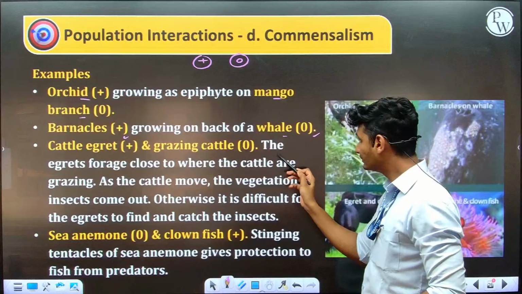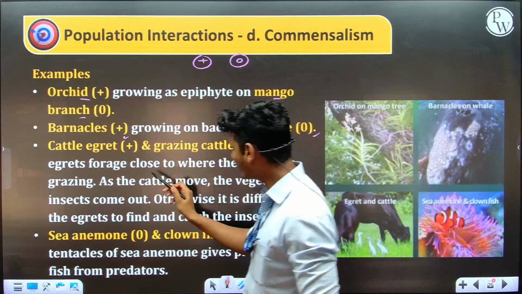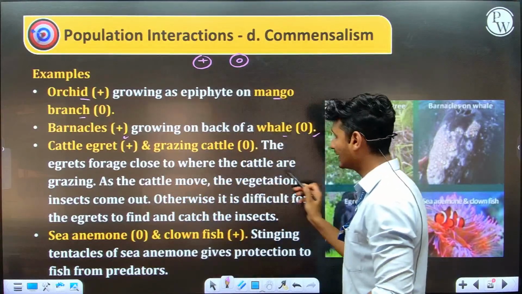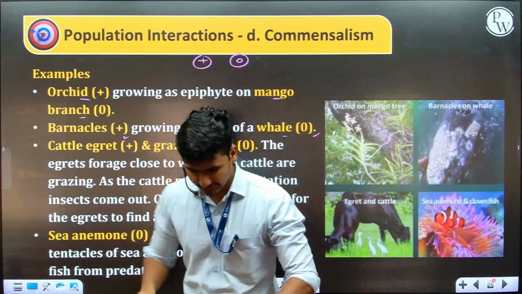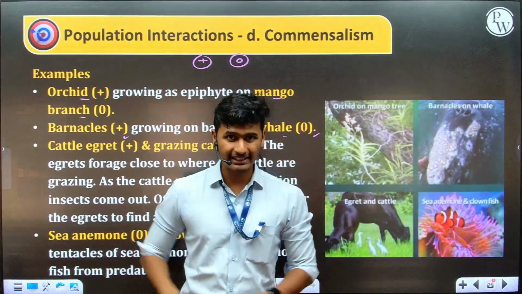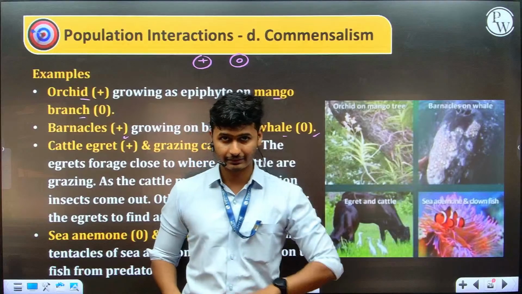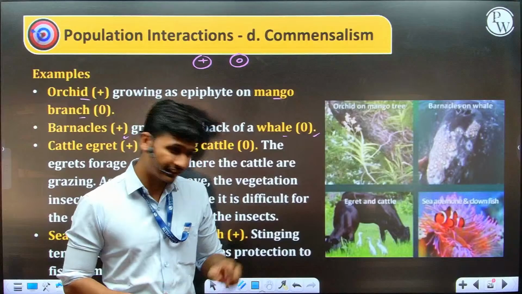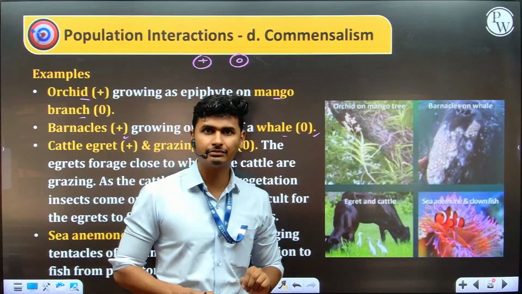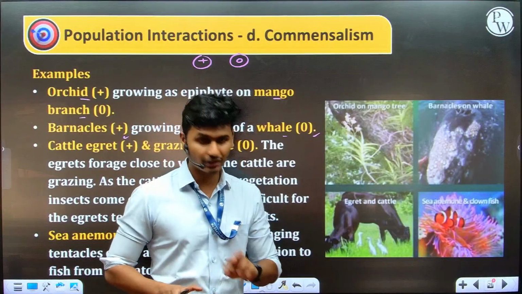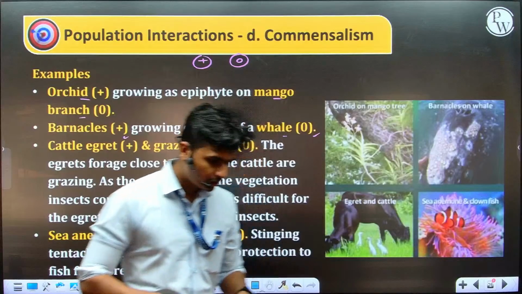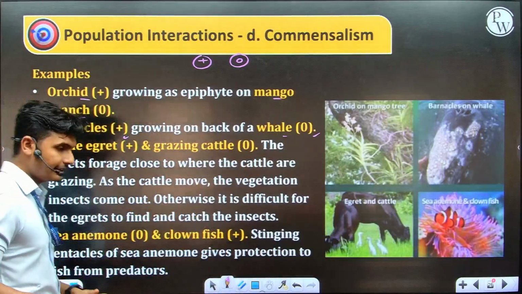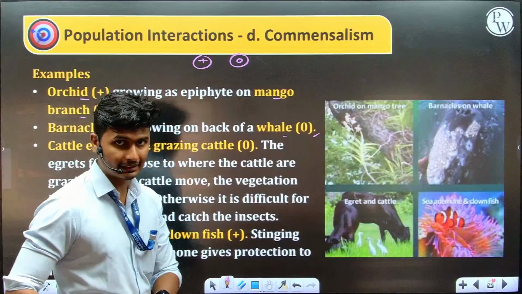Understood the point? The egrets forage close to where the cattle are grazing. Now there are grasses. In between the grasses there are small grasshoppers. But it is not easy to find a grasshopper in grasses because of its color. That is camouflage, green. Now, the cattle egrets are present nearby the cattle.